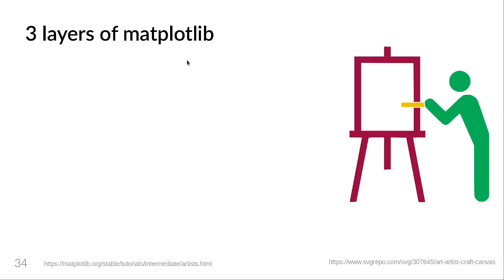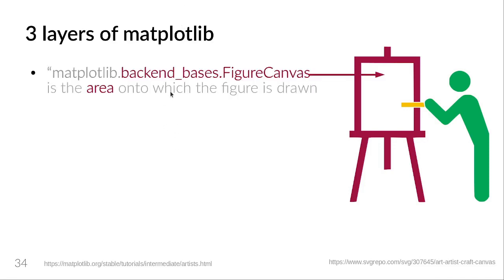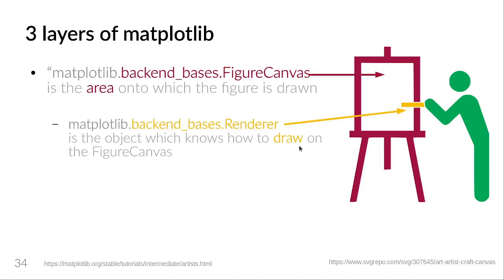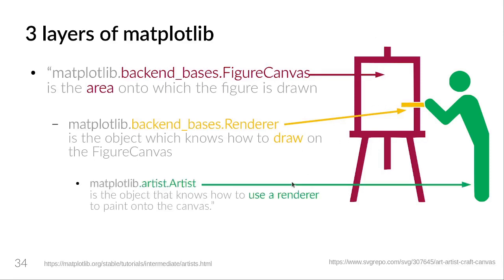Stepping back a bit, there are three main layers of the Matplotlib API. The figure canvas is the area onto which the figure is drawn. The renderer is the object that knows how to draw on the figure canvas, so you could think of that like a paintbrush. The artist is the object that knows how to use a renderer to paint on the canvas. So you'll be working with the artist object most of the time.